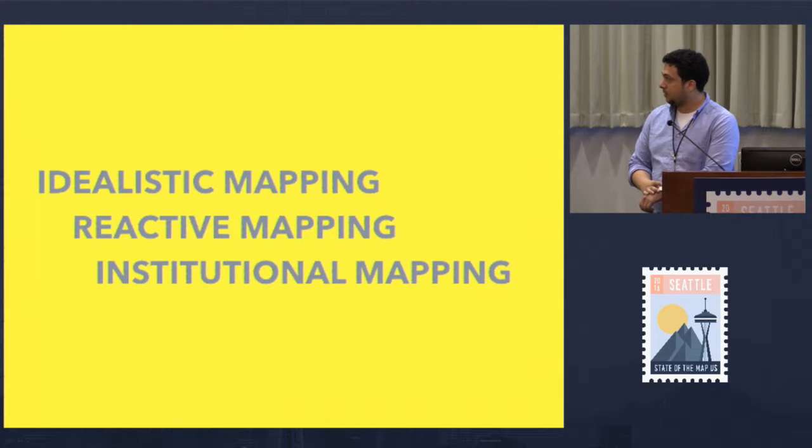You've got idealistic mapping, which is mapping your own community and striving for OSM as the best open source community in the world. You've got reactive mapping, and this is reacting to events like the Nepal earthquake. And you've got institutional mapping, which we've also touched on in this conference, where you've got these large data teams mapping within their institution.